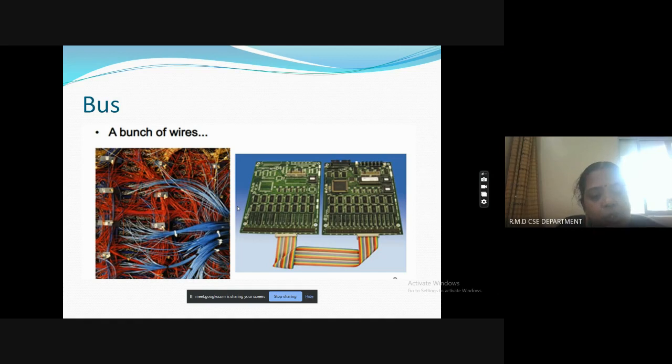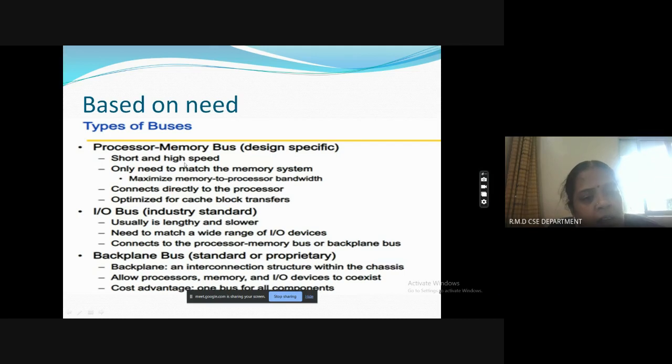This is a visual photograph showing what a bus is. A bus is only a collection of wires. Based on need, buses are classified as processor memory bus, IO bus, and backplane bus. The processor memory bus is short and high speed. Between the processor and the memory, data is transferred for doing arithmetic or logical operations. It connects directly to the processor.